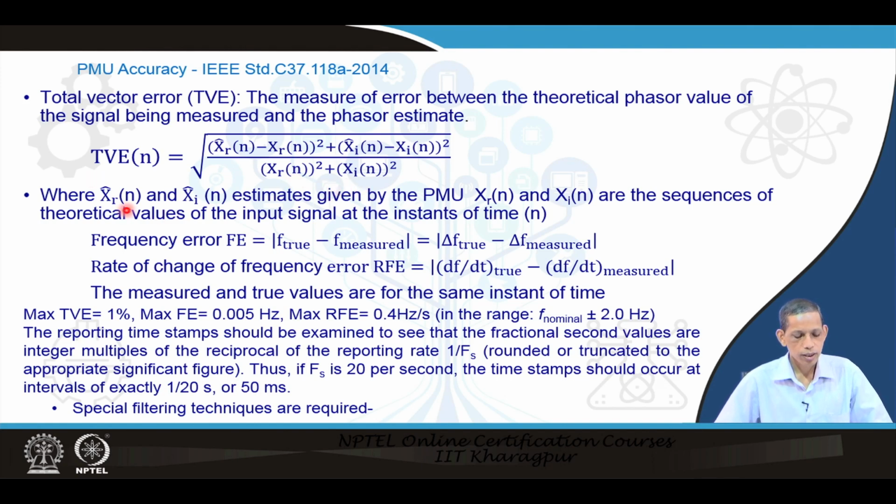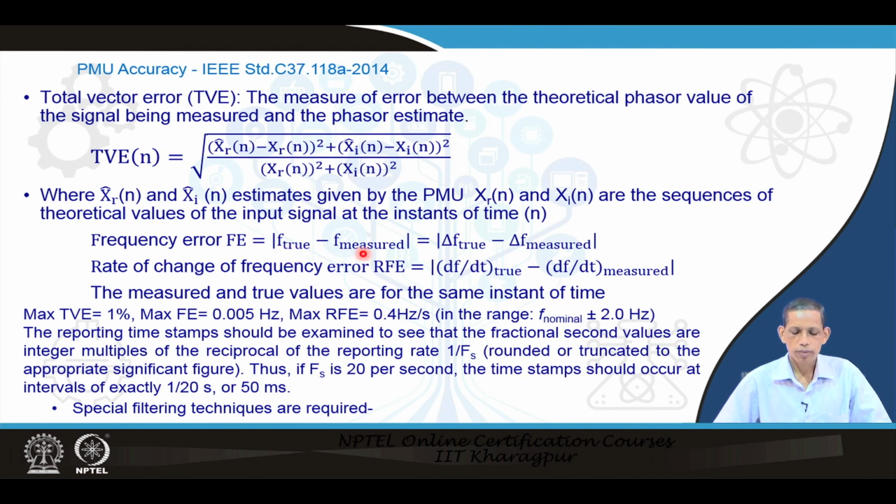Here X_r hat and X_i hat are the estimates given by the PMU, and these X_r and X_i are the sequences of theoretical values input to it, theoretical values meaning the true values as we are saying. Then there is frequency error, FE. As with an index like TVE, error may also be there in the frequency estimation.